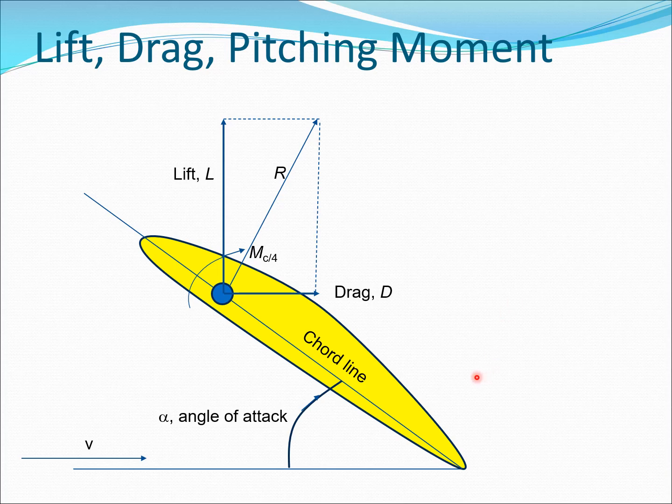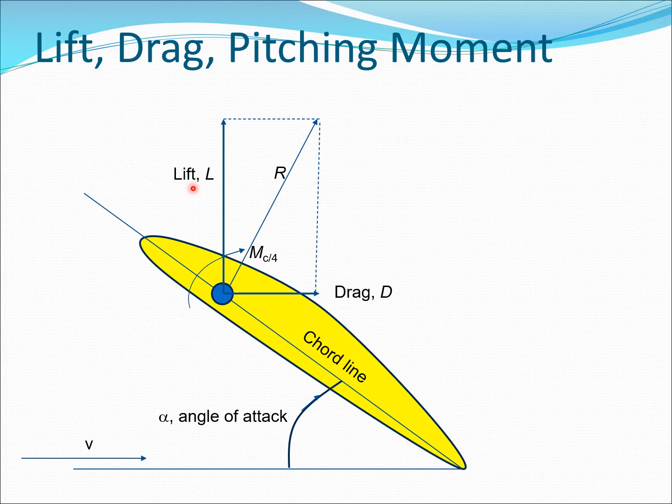Now before looking at these coefficients, let's review the basic concept about the forces and moments which act on the airfoil section. So if we consider an airfoil which is in a given flow, there is a velocity v coming from the front and the angle alpha with the chord line of the airfoil section. The forces which are going to be generated on the airfoil are the lift, the drag and the pitching moment.